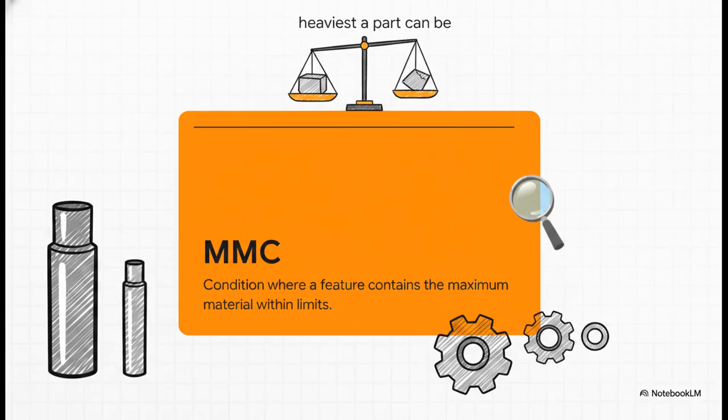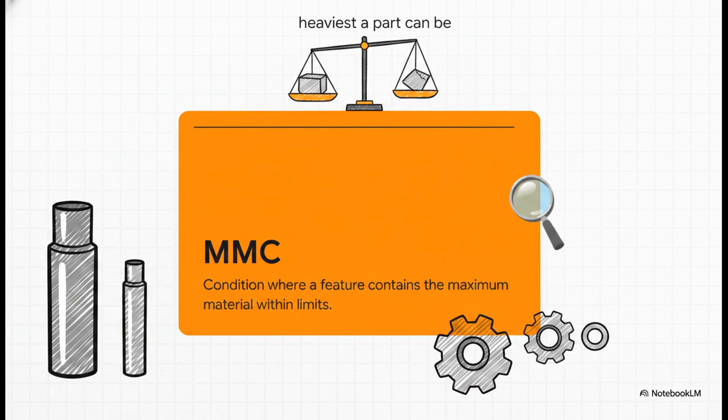Now here's where things get really interesting. Maximum material condition, or MMC. This is such a critical modifier. MMC is the condition where a feature of size contains the maximum amount of material while still remaining within its stated tolerance limits. You can think of MMC as the heaviest a part can possibly be while still passing inspection.